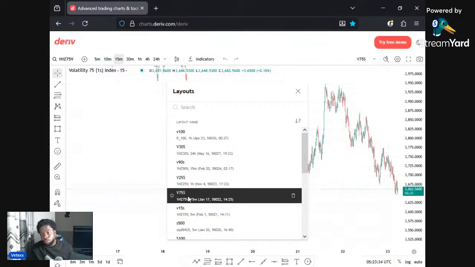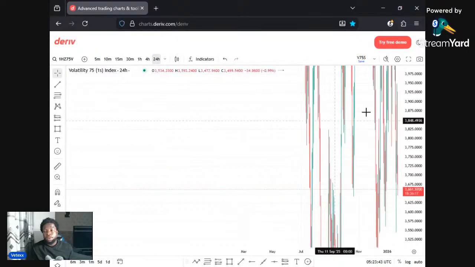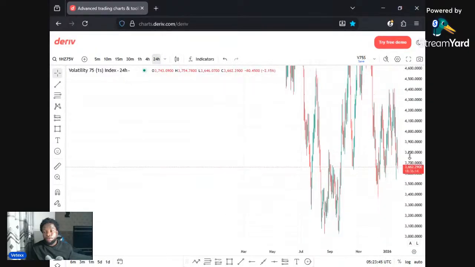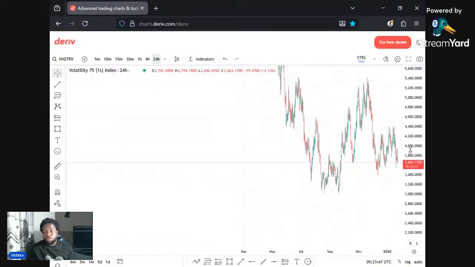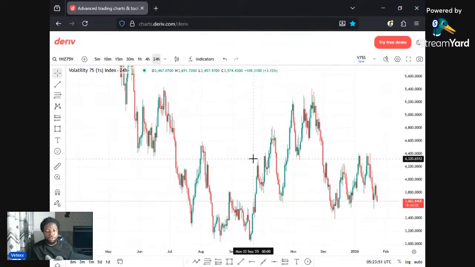It's something that we can start anticipating price on. Okay, now on the 24-hour time frame, V25 1S gives us a 24-hour time frame direction.